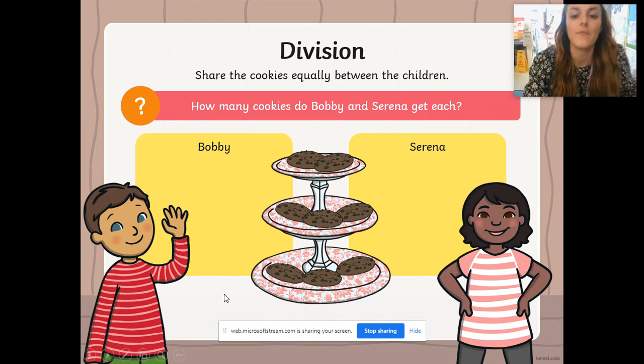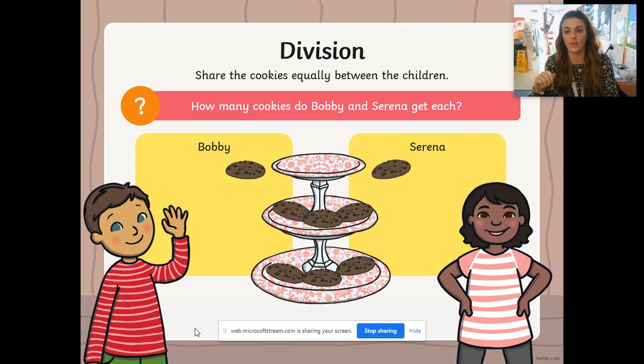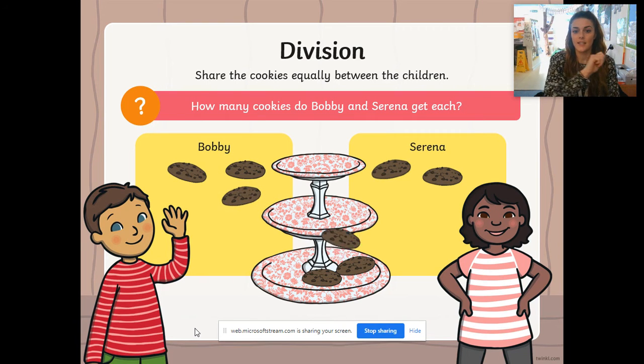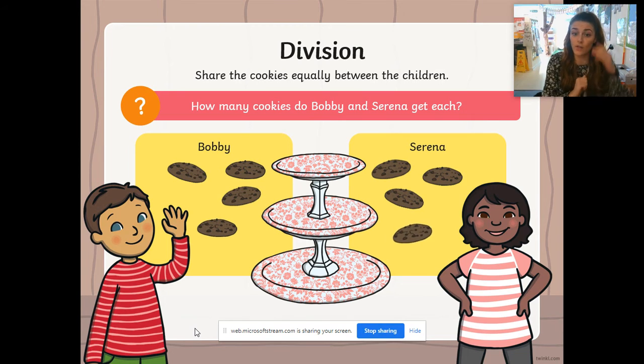So we're going to share the 8 cookies between the 2 people. So I'm going to click and it's going to share. So I've shared 1, then the other 2, 3, 4, 5, 6, 7, 8. And I've shared until all of those, okay, have been given into one of those groups. So I got some, Bobby's got some, and Serena's got some. And I've shared them one at a time.